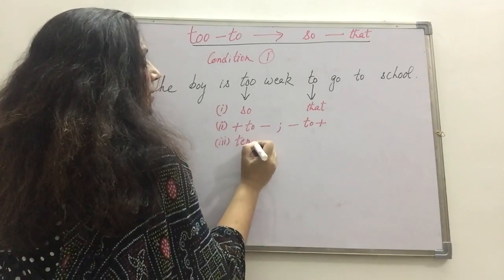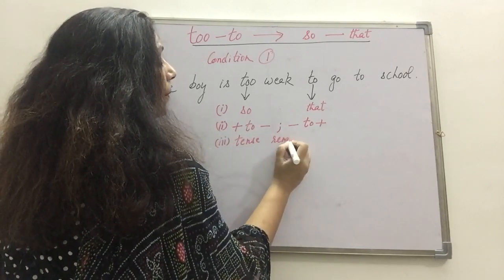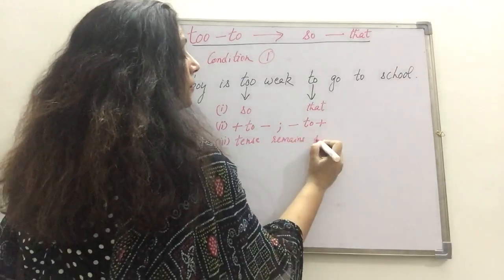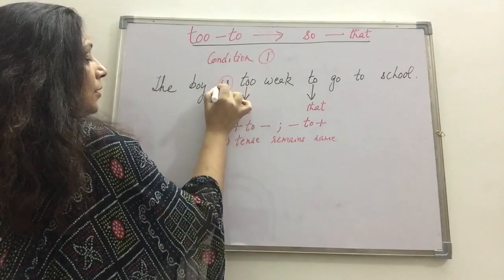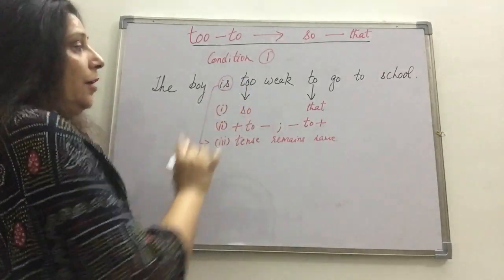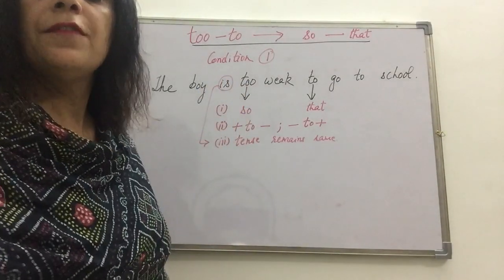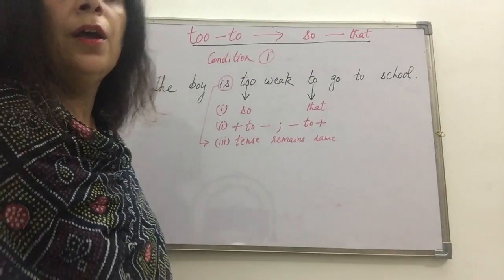Number 3. The tense remains the same. And from where do we come to know about the tense? From this word. If it is is, the answer will be in is. If it is was, the answer will be in was.